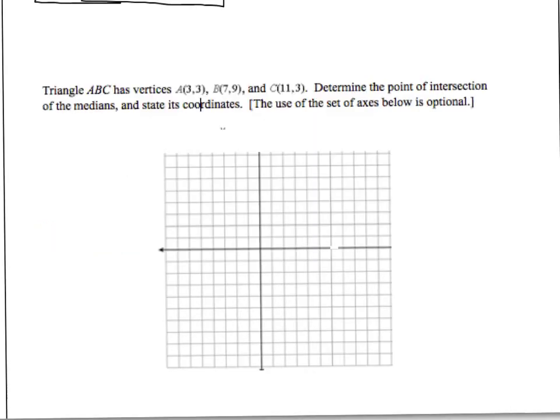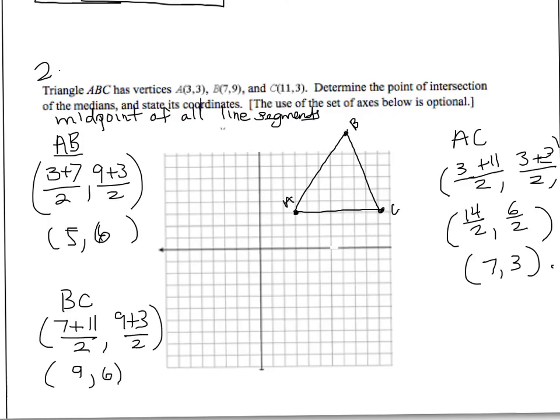Number 2 says, triangle ABC has vertices A (3, 3), B (7, 9), C (11, 3), and they want you to determine the point of intersection of the medians and state their coordinates. So in order to do this problem, the first thing you have to understand is that you need the midpoints of all the segments. So I need the midpoint of segment AB, BC, and AC. So you can actually make medians, because remember, medians go from vertex to the midpoint, vertex to the midpoint, vertex to the midpoint, okay? So what I did is I found the midpoint of all the segments. So the midpoint of AB is (5, 6), BC is (9, 6), and AC is (7, 3). So let's graph those points after you've graphed the triangle.